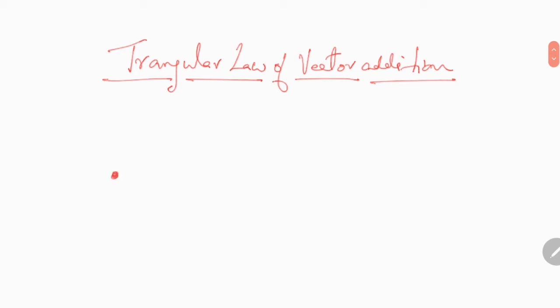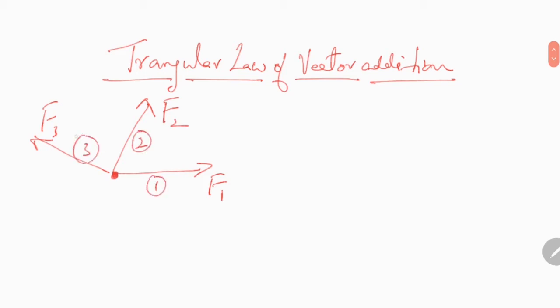Let's assume that we have a body here and it is acted upon by three forces, let's say F1, F2 and let's say F3. Now all you have to do here is, let's consider this as segment 1, segment 2 and segment 3. So what you will need to do here is take these individual forces and draw them from tail to head.